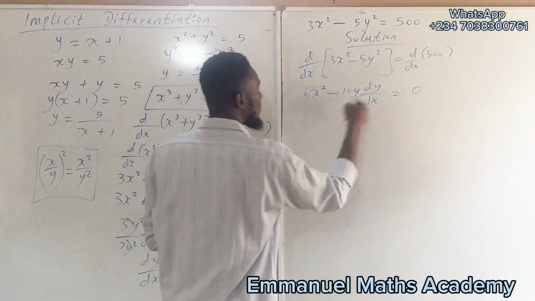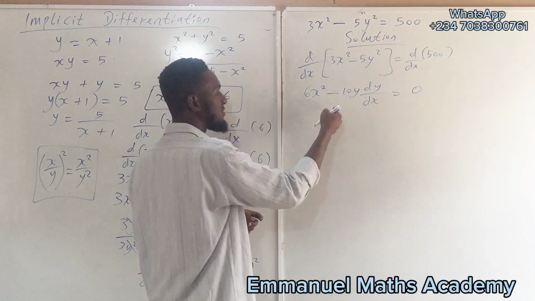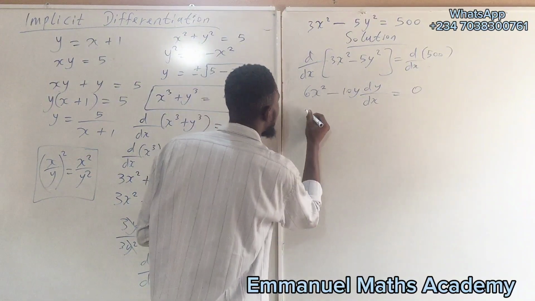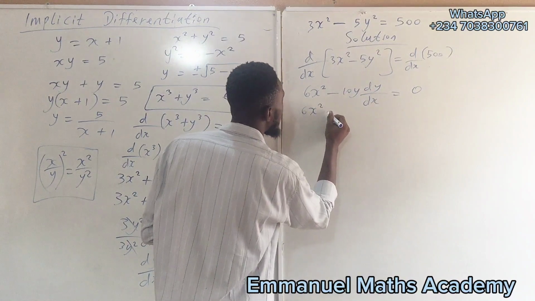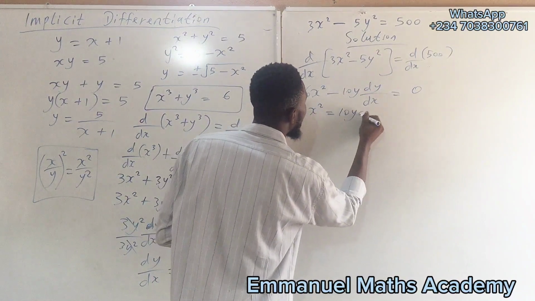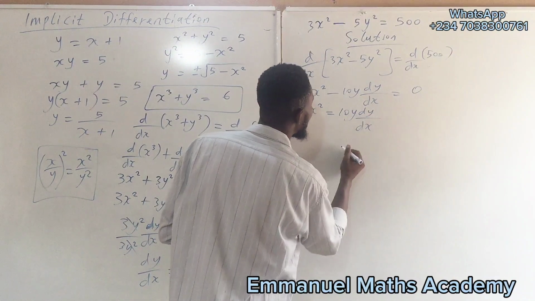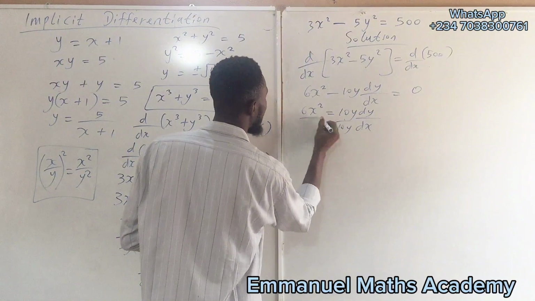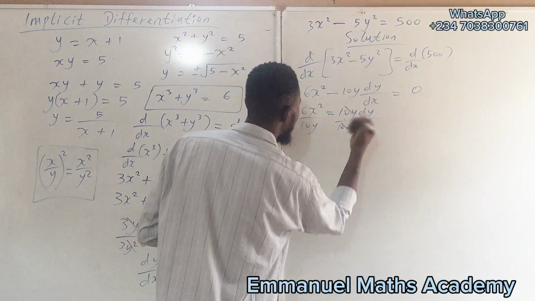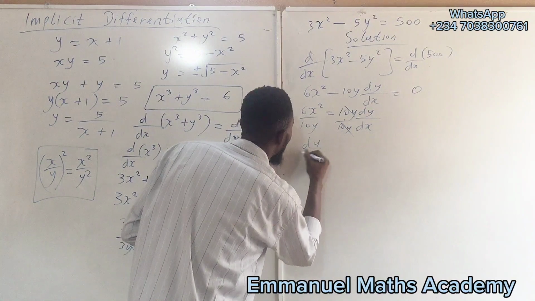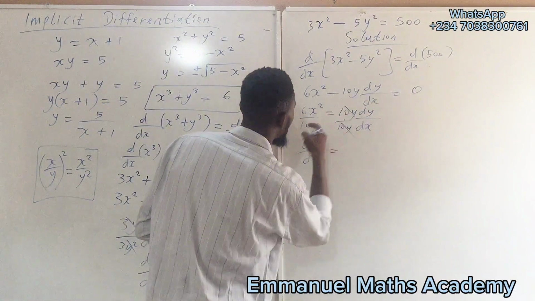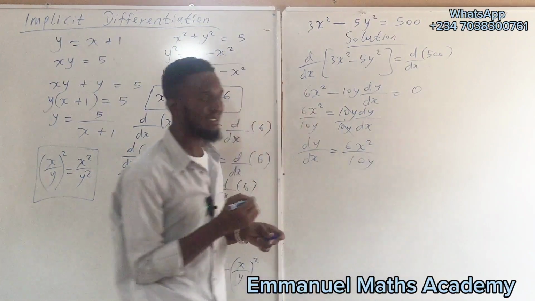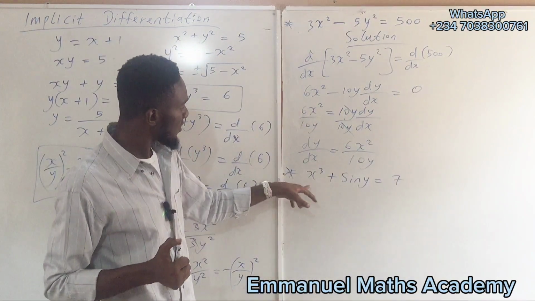Right? Then this will come to this side. It will change to what? Positive, because when the sign of subtraction crosses the sign of equality, it changes to what? An addition. You now have 6x equal to 10y dy/dx. You divide both sides by 10y. This will cancel this. That means your dy/dx is equal to what? 6x over 10y. As simple as that.